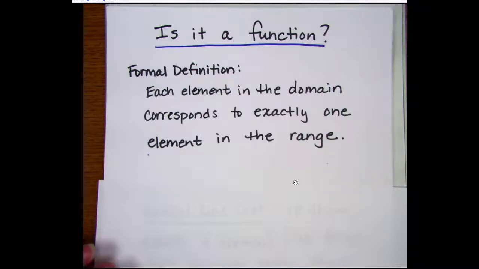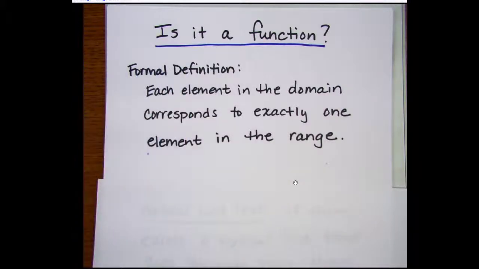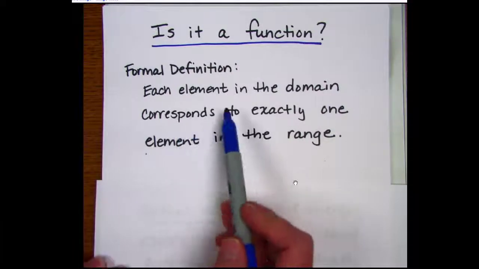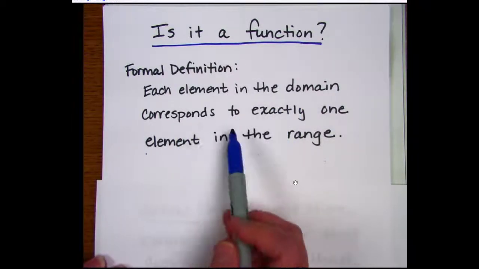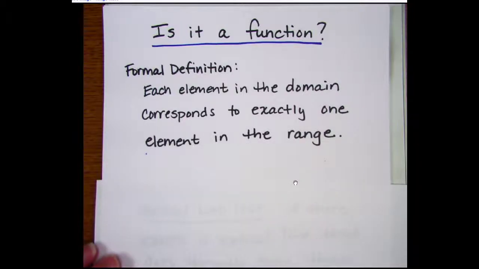All right, so in this video, we're going to talk about, is it a function? So we're going to discuss the definition of a function and then talk about a test we can use to determine if a graph is a function. The formal definition of a function is that each element in the domain corresponds to exactly one element in the range. So that's our formal definition.